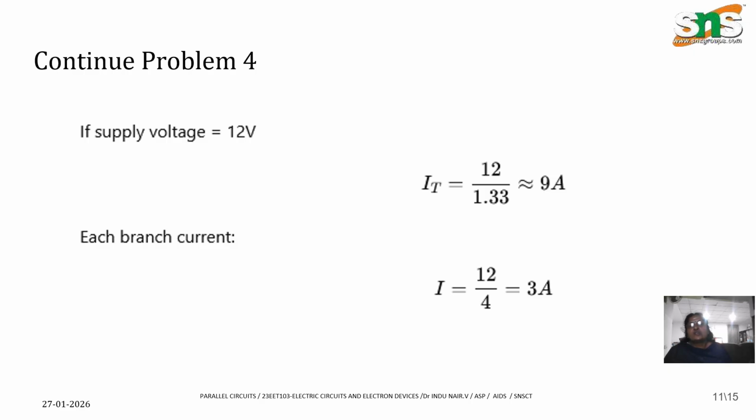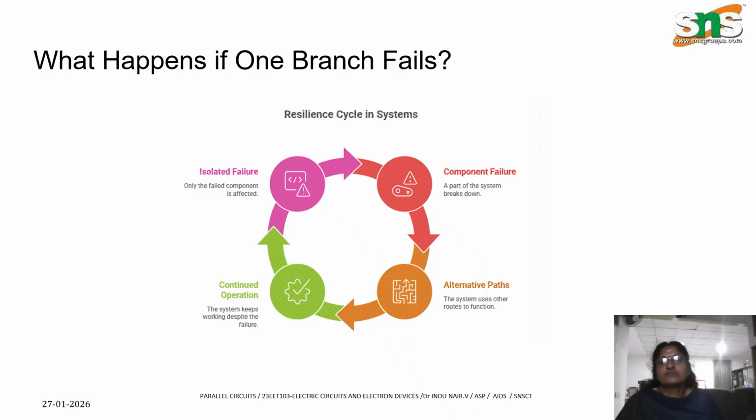Now continue with problem 4. If the supply voltage is 12 volts, then I total is 12 by 1.33, that is 9 amps. Now the current in each branch is going to be 12 by 4, that is 3 amps. Since all the resistances are the same, we can divide the total voltage by 4 ohms. So you will get 3 amps.